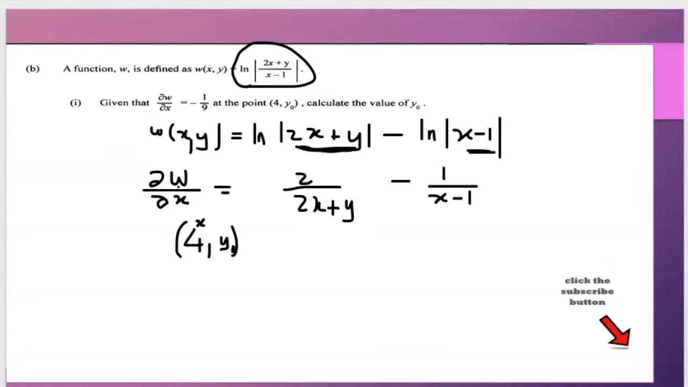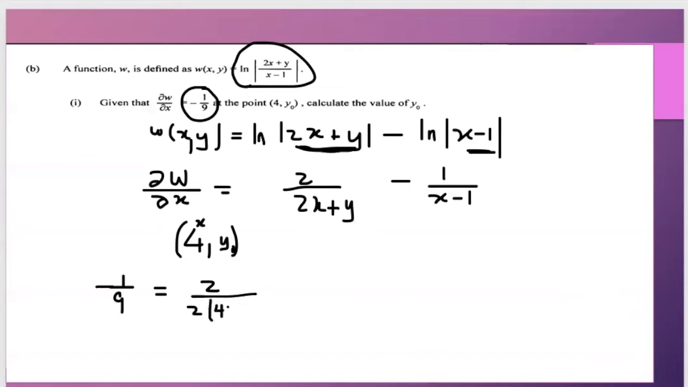Having this, we know that the partial derivative is -1/9 at the point where x is 4, and we're finding y. So replacing here, I'm going to have -1/9 equals 2 over 2x, but x is 4, so I replace x with 4, plus y, minus 1 over x minus 1, where x is again 4, so I have 4 minus 1. Now 4 minus 1 is 3, and 2 times 4 is 8, so I can simplify this. So it's 2 over 8 plus y, minus 1 over 3, so that's 1/3.